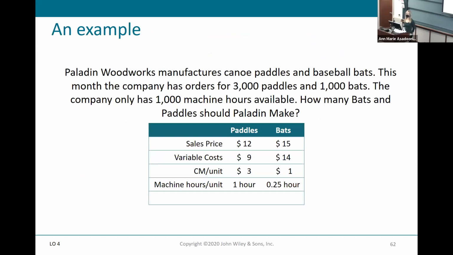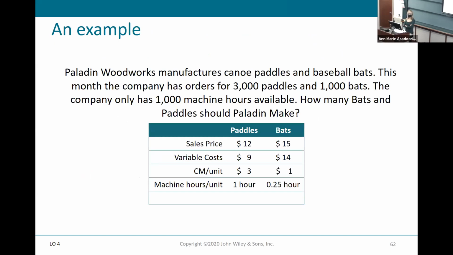Paladin Woodworks manufactures canoe paddles and baseball bats. This month, the company has orders for 3,000 paddles and 1,000 bats. And the company only has 1,000 machine hours available. How many bats and how many paddles should Paladin make?